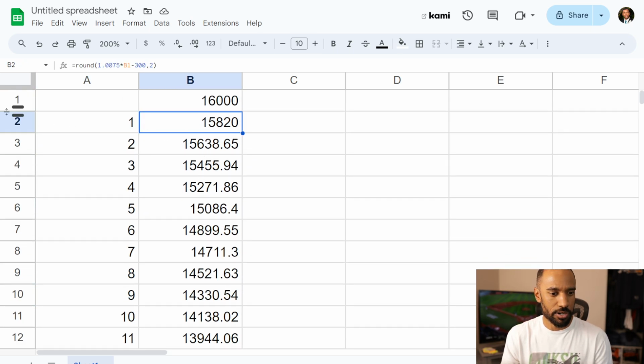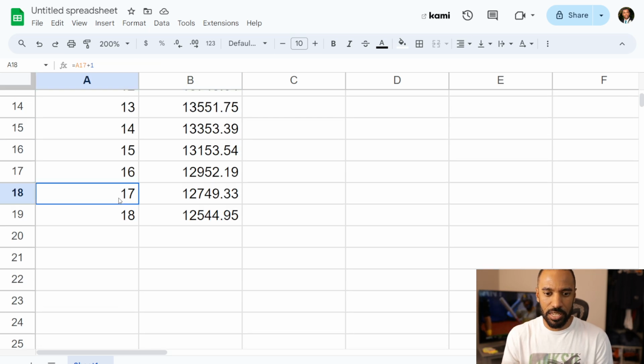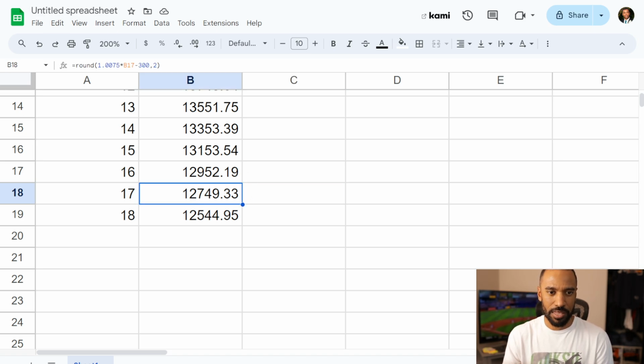So if this is the first, you may take out a loan. At the end of each month, you make a payment. So they said at the beginning of the 18th month. Okay, so the end of the 17th month, I believe, is the beginning of the 18th month here. So I think it's going to be this number, $12,749.33. So that's what I'm going to write.